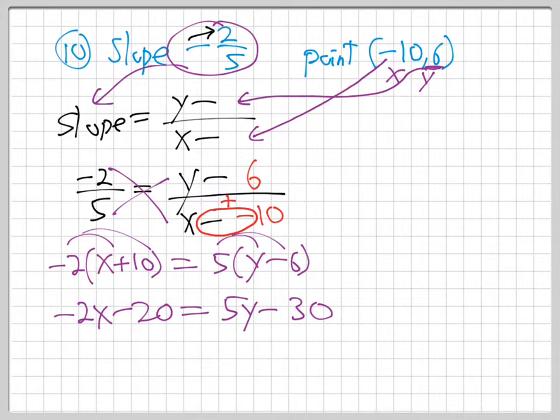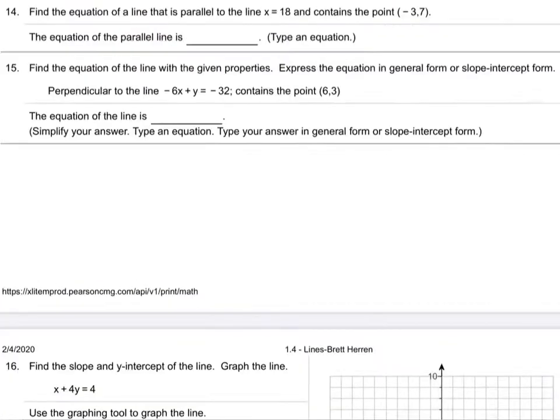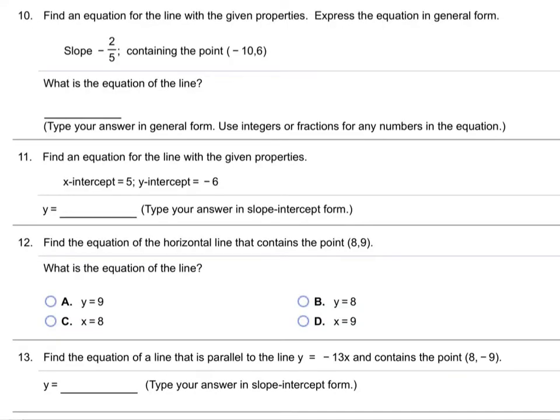Okay, now, what do they want from us? Well, if you come back here, they say, here's number 10. They say, type your answer in general form. Notice they don't have a y equals there, do they? What do they mean by general form?